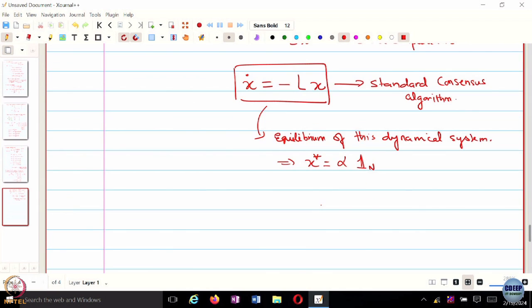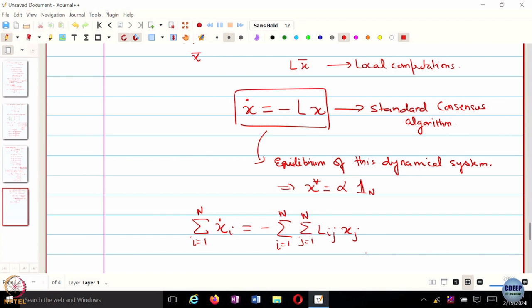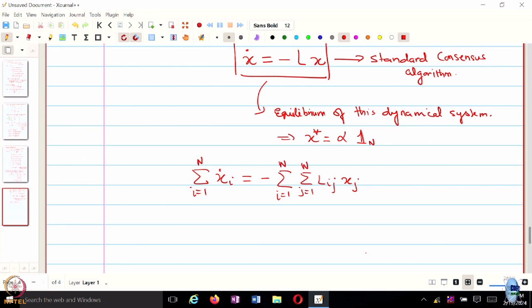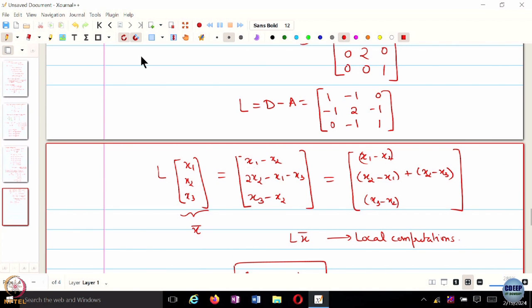Okay, so let's see what happens if the agents run this locally, right? When I say x dot is negative of L of x, essentially from the perspective of the ith agent, it's just doing local computations. So what is this quantity? It's summation of Lij xj. That is what you're doing.